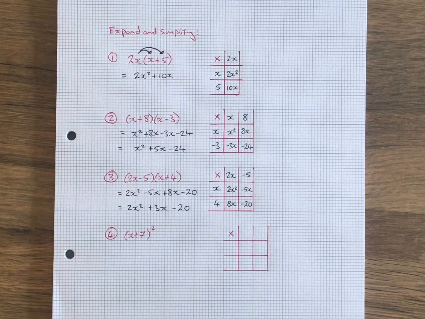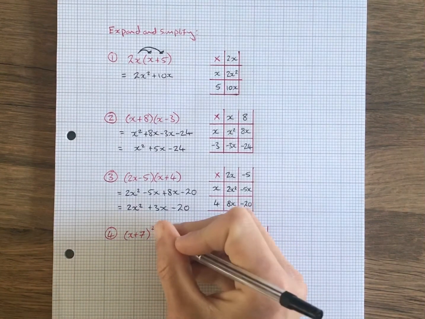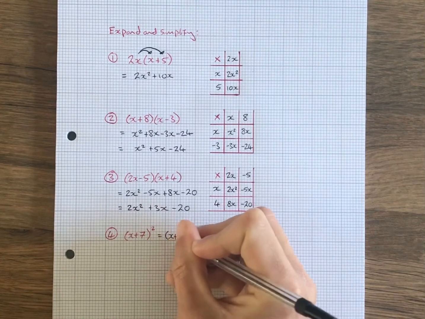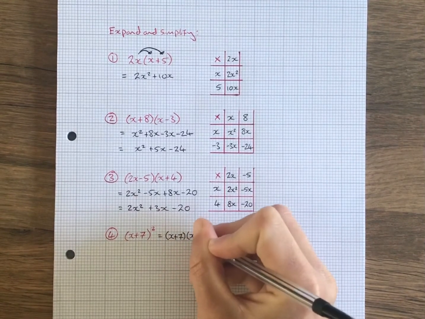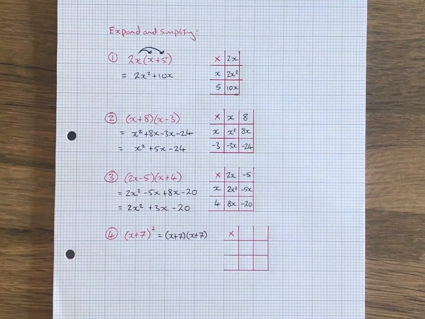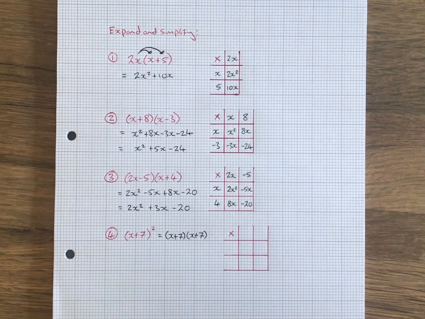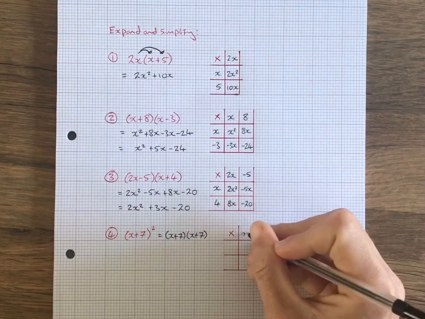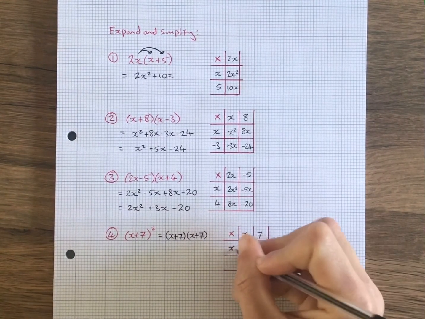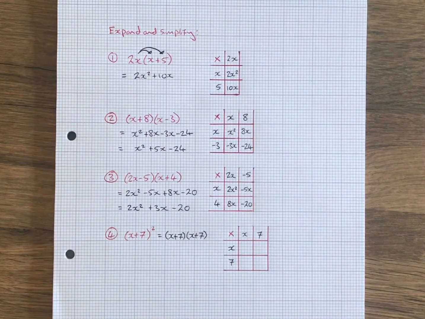And the key thing to understand is that if we've got x plus 7 squared, another way to write this is x plus 7 times x plus 7. So we can now see actually this takes a very similar form to the two questions above. So let's put both of these two in our grid. So we've got x and 7 and x and 7. Let's fill in our grid.